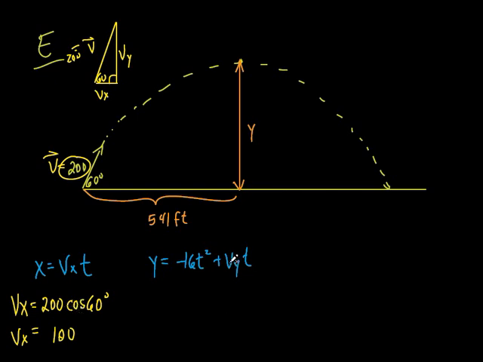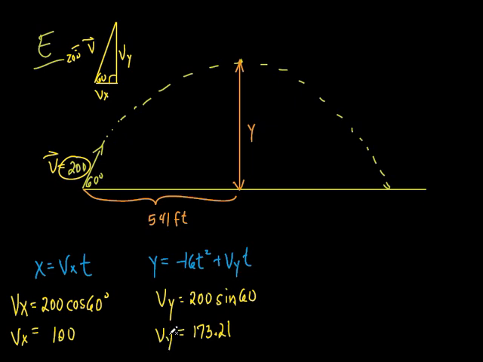Let's do the same thing with Vy. Let's find Vy. Well, what's Vy going to be? It's going to be 200 times the sine of the angle, right? And you're going to have to plug that into a calculator, and I already did it. It's 173.21.